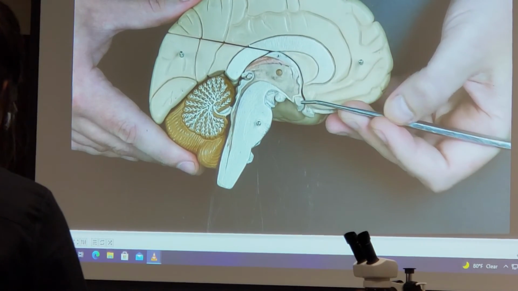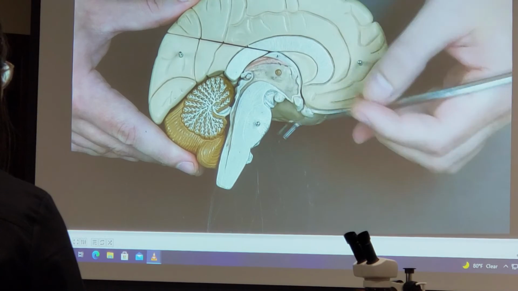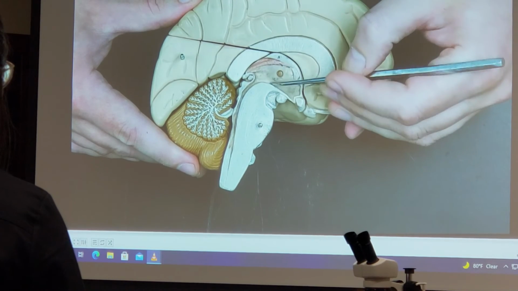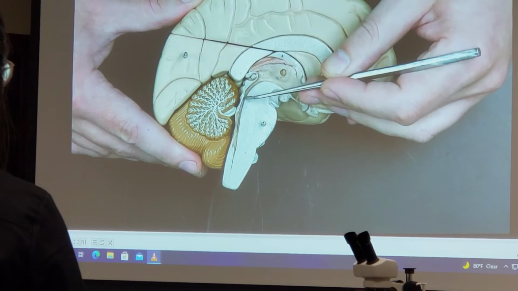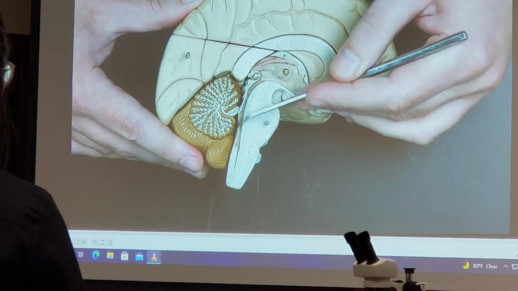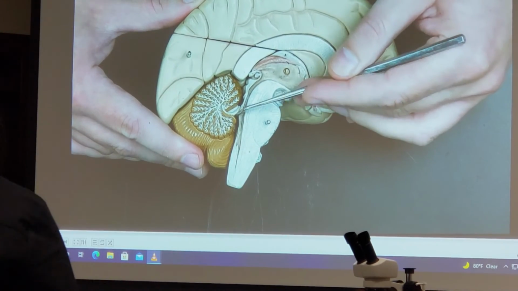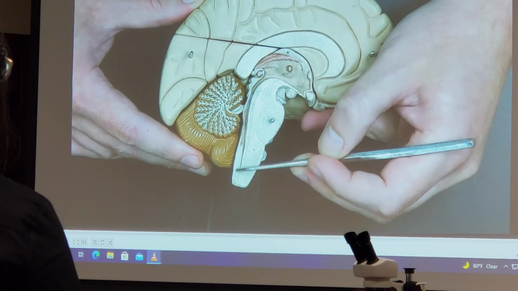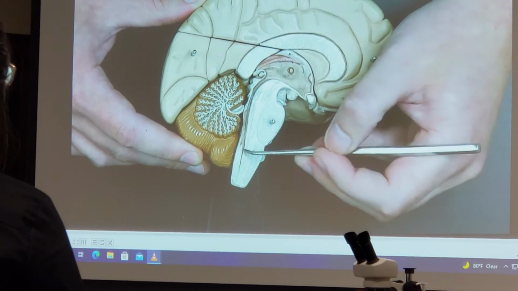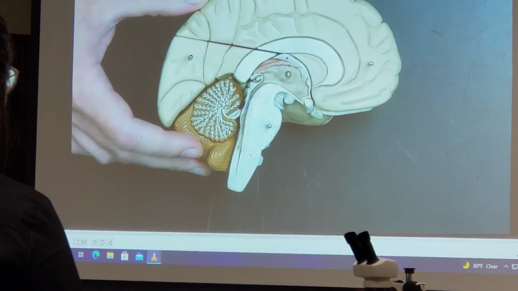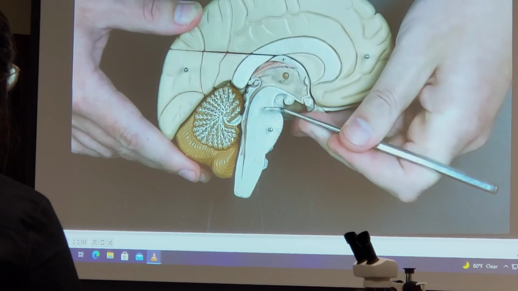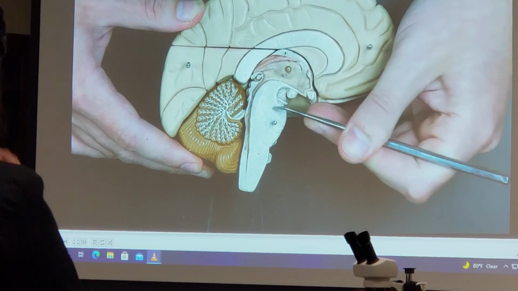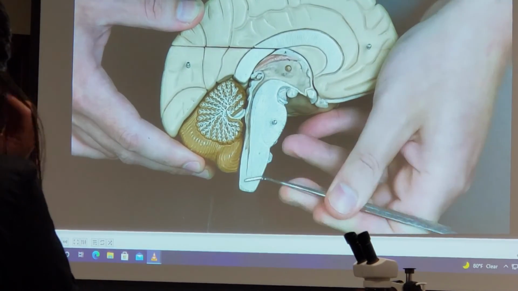This is the cerebral aqueduct. That's going to take the cerebrospinal fluid from the third ventricle down to the fourth ventricle here, which is this wedge-shaped structure. And then the cerebrospinal fluid will leave through the central canal in the spinal cord. For the brainstem, there are going to be three parts: the midbrain, the pons, and the medulla oblongata.